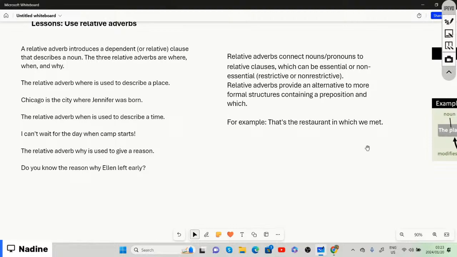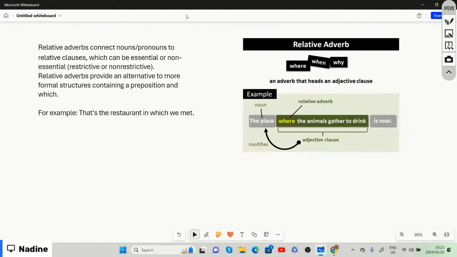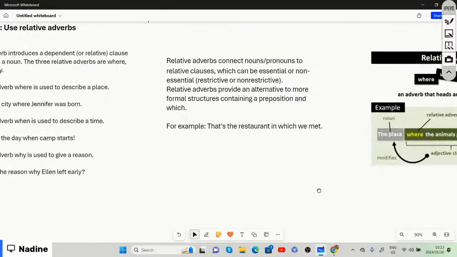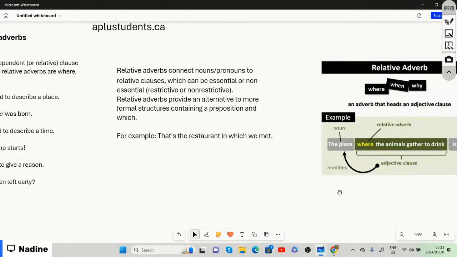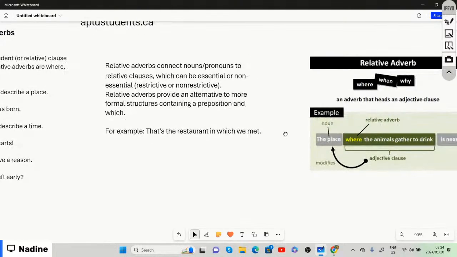All right. So once again, when we look at the relative adverbs, it says that this place where the animals gather to drink is near.